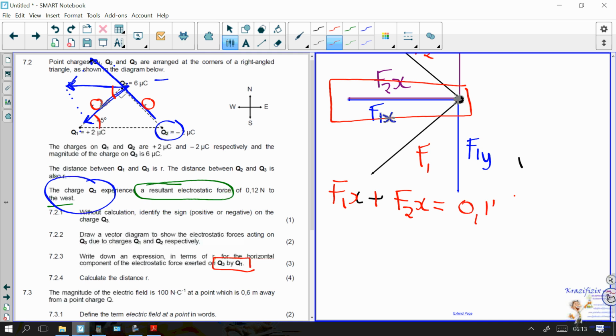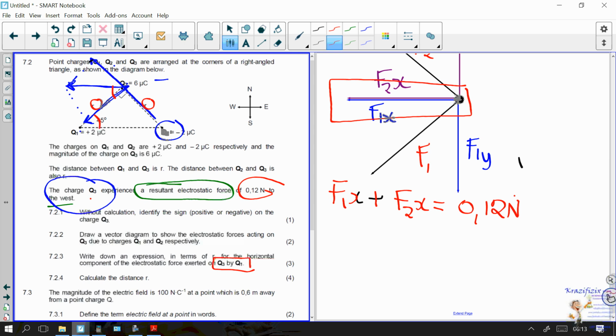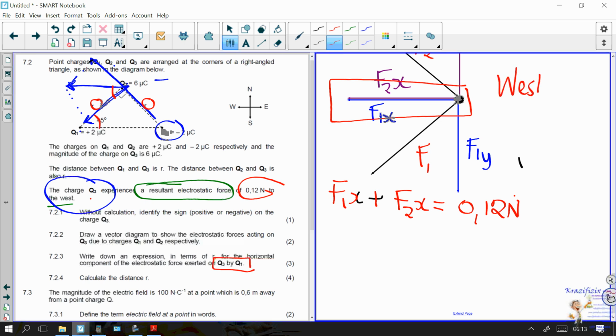Remember that we were given that 0,12 to the west. So why not just take west as positive? So both of them are positive, positive. We have that. Okay, now already we have an expression for F1x.